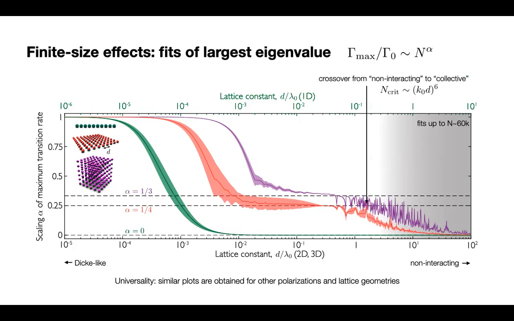So then maybe a few comments. The first one is that you see there is this crossover from collective to non-interacting. And I want to highlight that this scaling law, the analytical one, in principle applies for arbitrary systems, for arbitrary N's. But you need to get to large enough N. And it turns out that in this region, the number of atoms that you need, if you extend the lattice, scales as d to the 6. So if you separate your atoms, you need an enormous amount of them to go back to this kind of collective behavior where these curves will become horizontal.